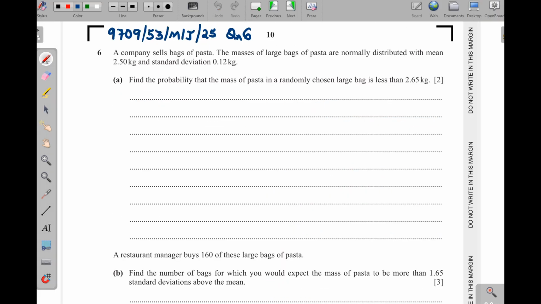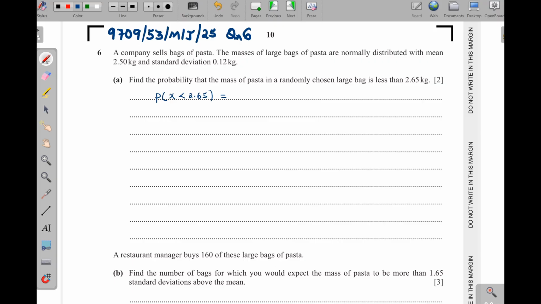Question 6 is coming from normal distribution. A company sells bags of pasta. The masses of large bags of pasta are normally distributed with a mean of 2.50 kilograms and standard deviation of 0.12 kilograms. Part A. Find the probability that the mass of pasta in a randomly chosen large bag is less than 2.65. Okay, so probability of X less than 2.65.